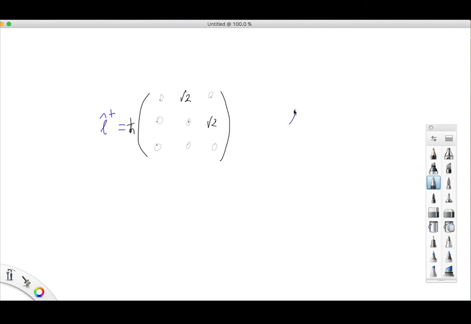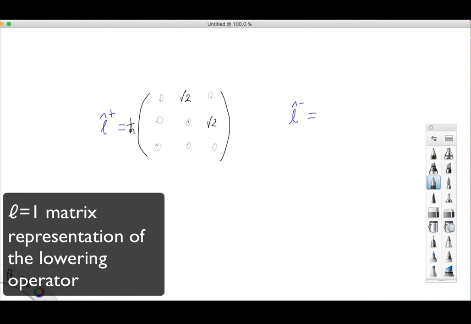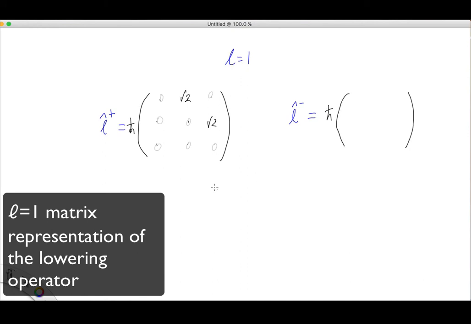I can go through identical arguments for the lowering operator to find the structure of that matrix as well, for the case L is 1. And again we have a 3 by 3 matrix, and again it's a band matrix where the only elements though are below the diagonal and all the other elements are 0.